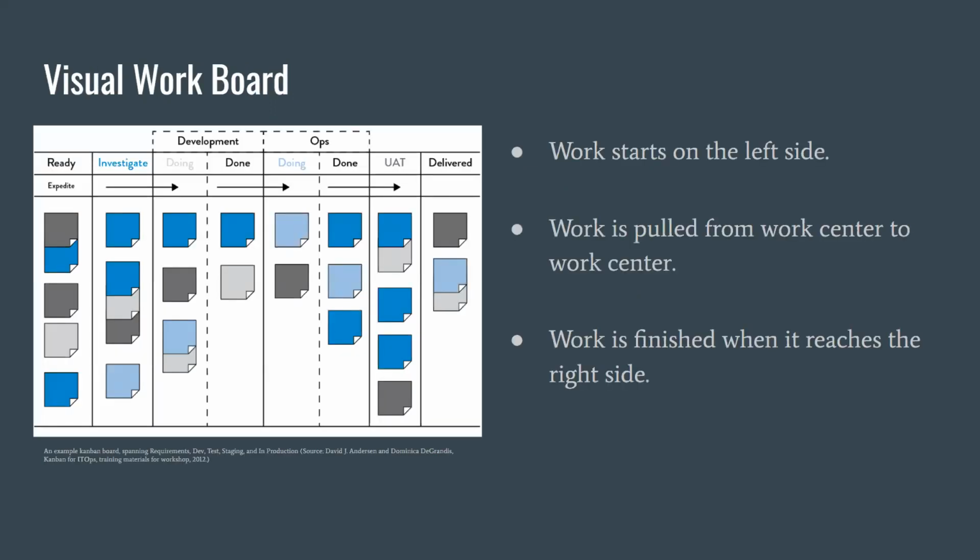This is an example of a visual work board. This is a Kanban board. Work starts on the left and it moves to the right as work gets completed. This helps us to have a visual of progress for everybody to see. Work can be easily prioritized when you can see it, and this increases throughput.